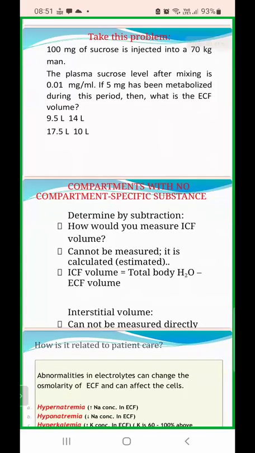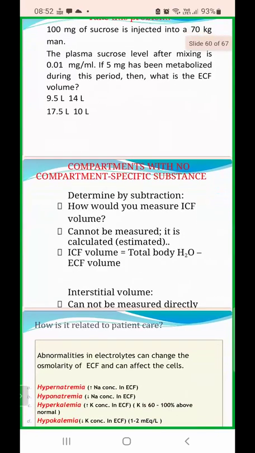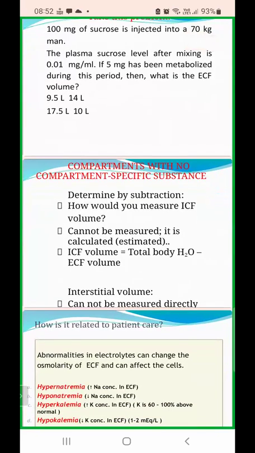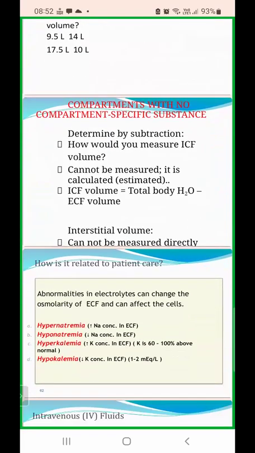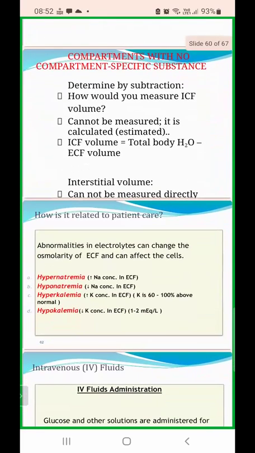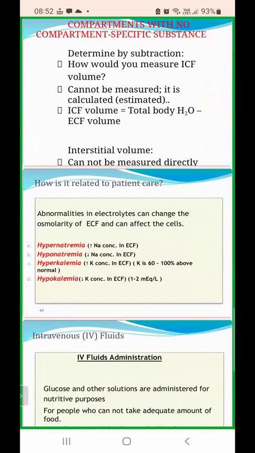Now, a compartment with no compartment-specific substance is determined by subtraction. How would you measure the ICF volume? It cannot be measured directly. It is calculated: ICF volume is equal to total body water minus ECF volume. And interstitial volume cannot be measured directly. So how is all this knowledge related to patient care? That is the most important thing.